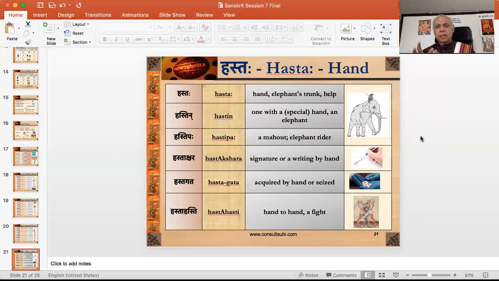So in Sanskrit, the beauty is that the words have definite meanings and you can link them up. When somebody says hastahasti, you know there is a connection with hand. When somebody says hastakshara, even though you may not know the meaning, you know hasta means hand, and akshara is writing letters. So it means something to do with hand and writing. So that's how the connection goes up.